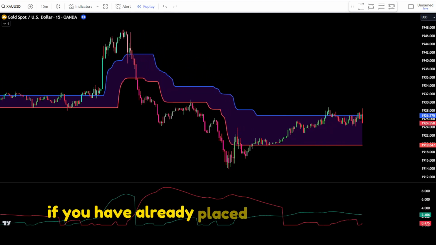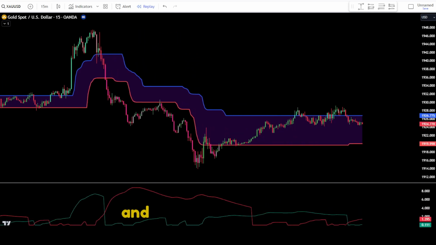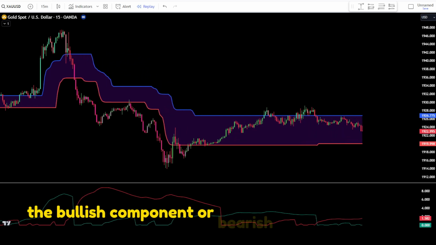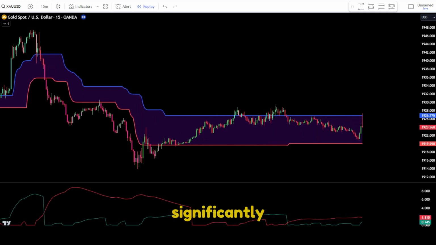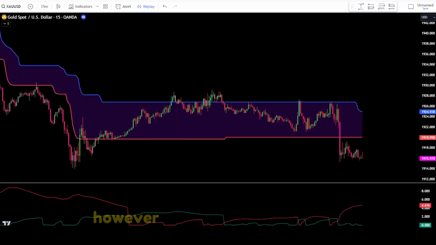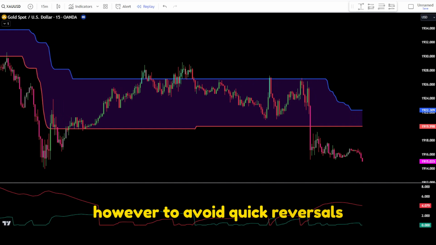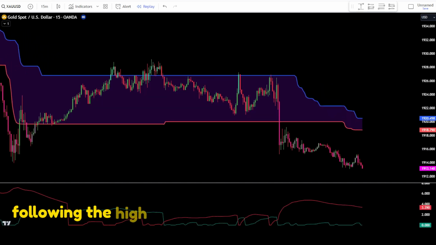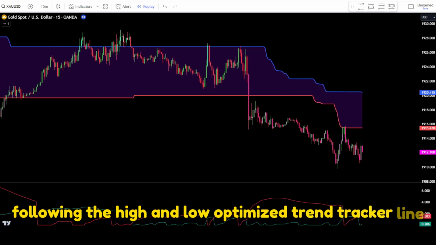2. If you have already placed a buy or sell order and the distance between the bullish component and bearish component widens significantly, you may consider holding the position to maximize profits. However, to avoid quick reversals, you can move the stop loss following the high and low optimized trend tracker line.